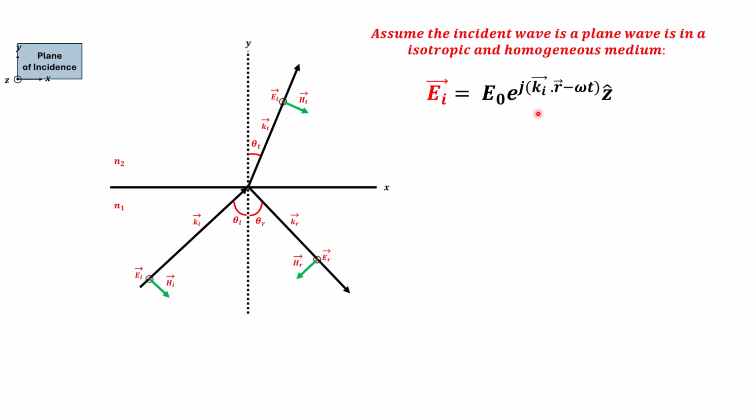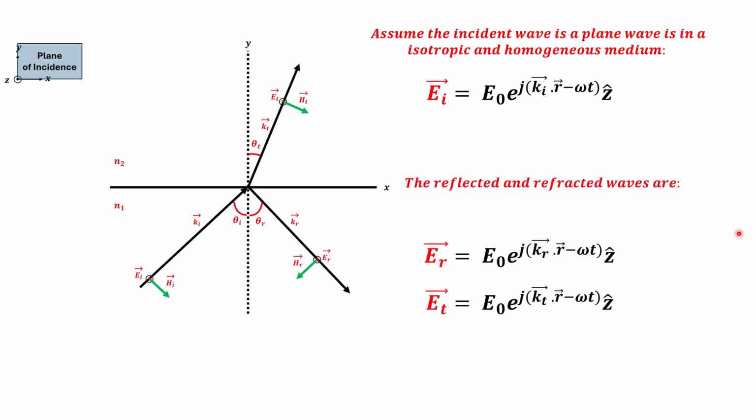In the same manner, we can do the same for the reflected electric field and the refracted electric field, which are again plane waves with the same form as the incident electric field. However, in the exponent, for the reflected electric field we have the reflected K vector, and for the refracted electric field, we have the refracted K vector.